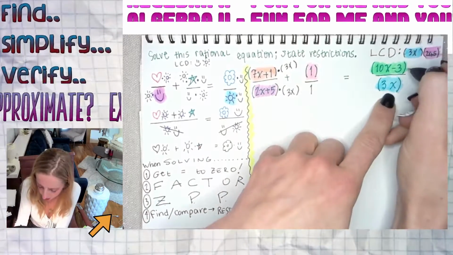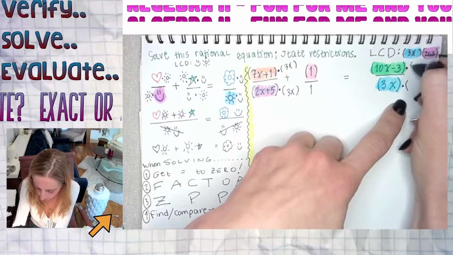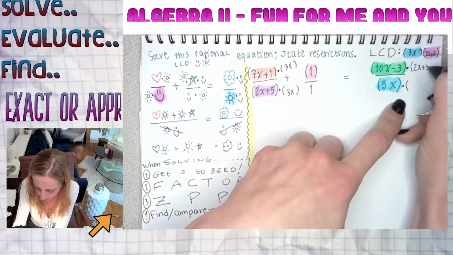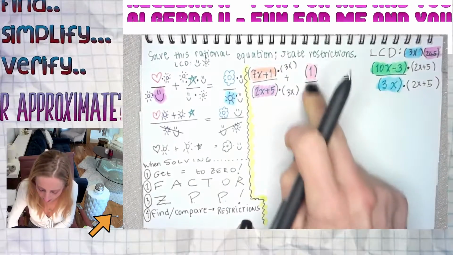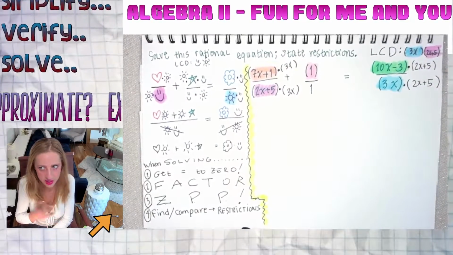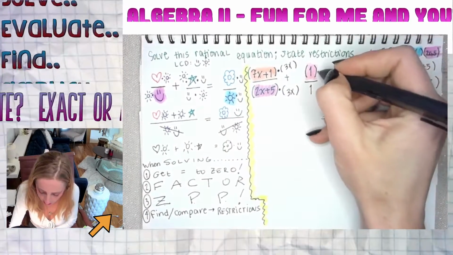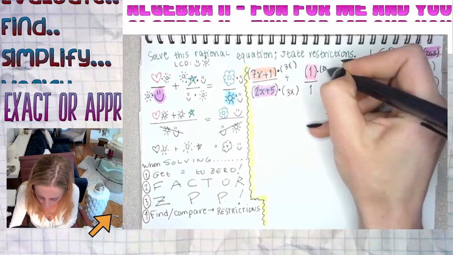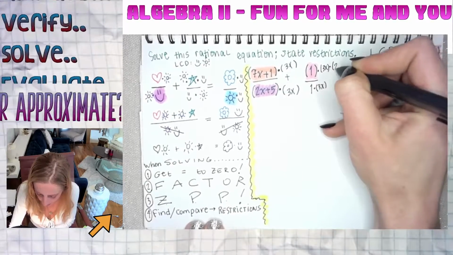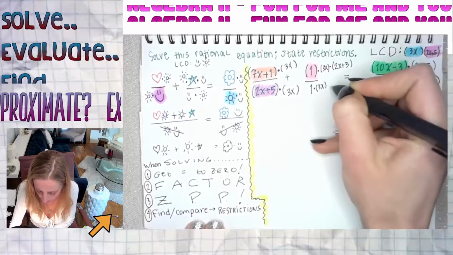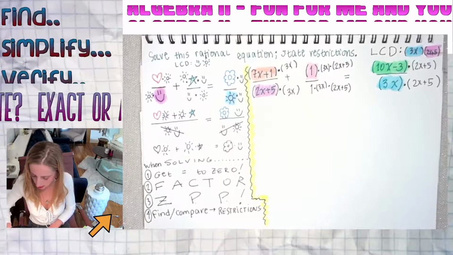What about this? What should I multiply this on top and bottom by? 2x plus 5. Good. Nice. This has neither of those things. It has just a 1. Plain Jane over there. So this is going to get the 3x on top and bottom, and it's also going to get the 2x plus 5 on top and bottom. It gets both.